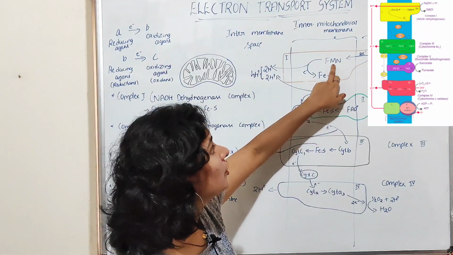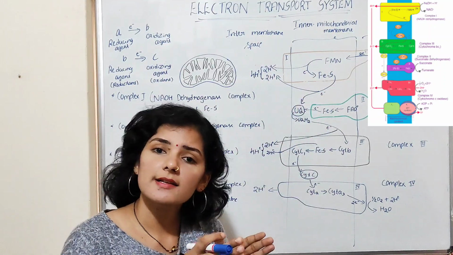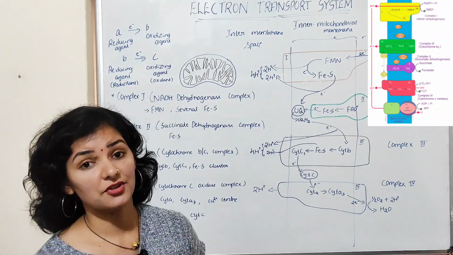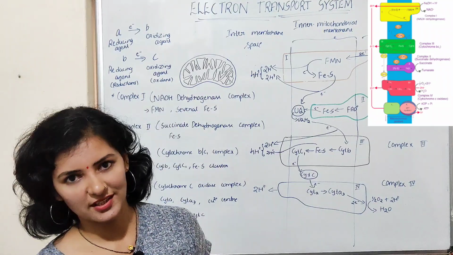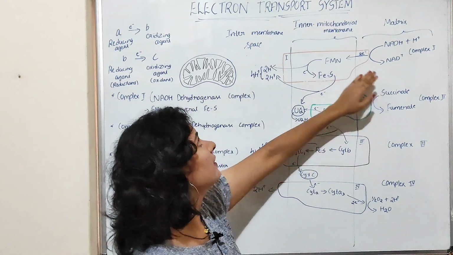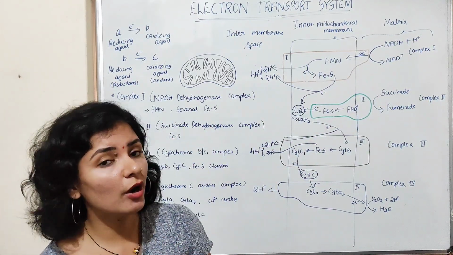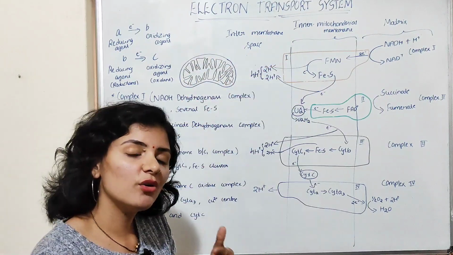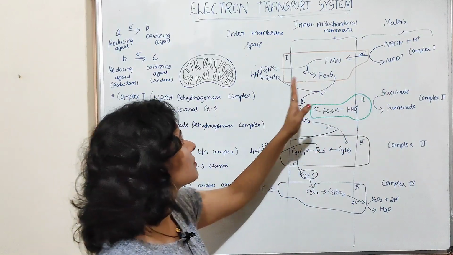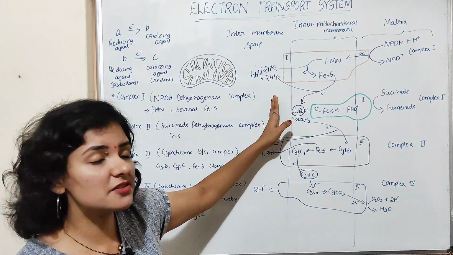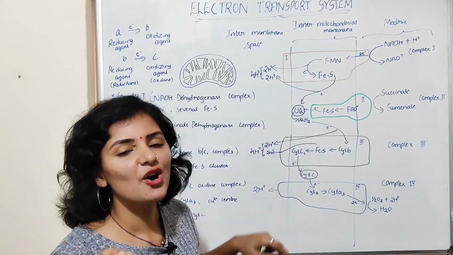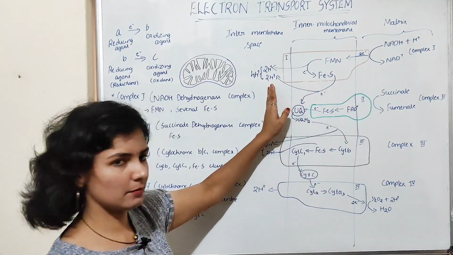Later, this FMN donates that electron to the FeS cluster. There are several FeS clusters in complex 1. So FMN will transfer this electron to the FeS cluster, during which a small amount of energy is released, and this released energy is utilized for pumping 2 protons from matrix to intermembrane space. One thing you have to note in the electron transport system is that along with the transport of electrons, there is also a transport of protons, or pumping of protons, from matrix to intermembrane space. So the energy released during the transport of electrons from FMN to FeS is utilized for pumping 2 protons from matrix to intermembrane space.